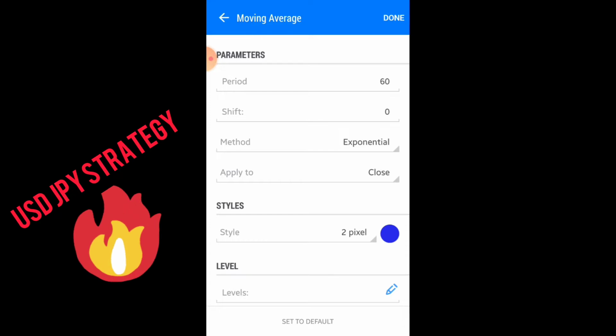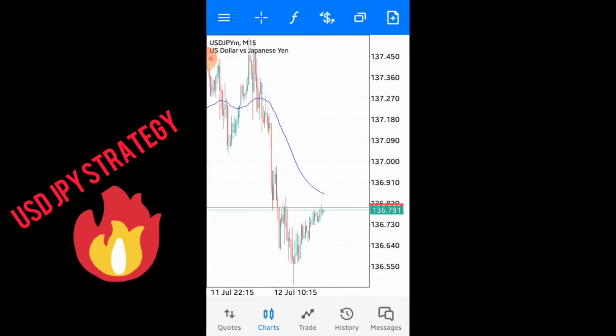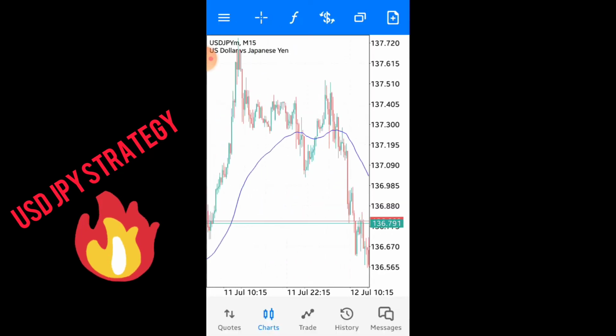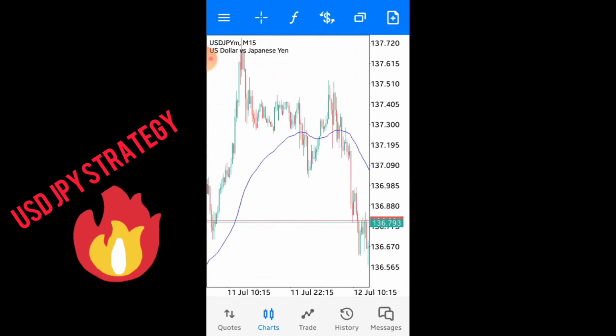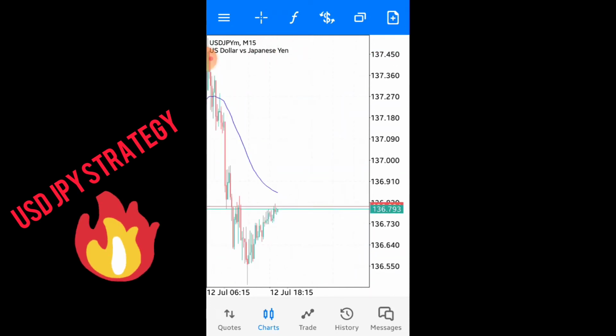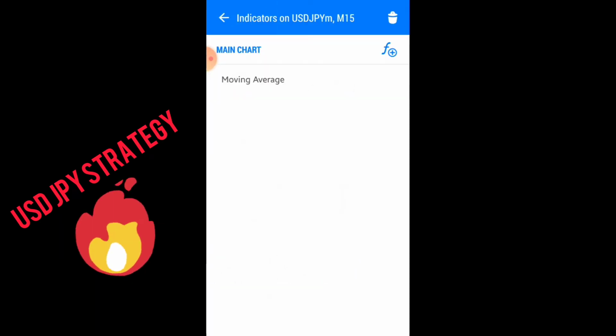Apply to close. Style 2 pixel is okay. While the color, you can choose any color you want. Then you click done. Now this is it. This is the blue exponential moving average.